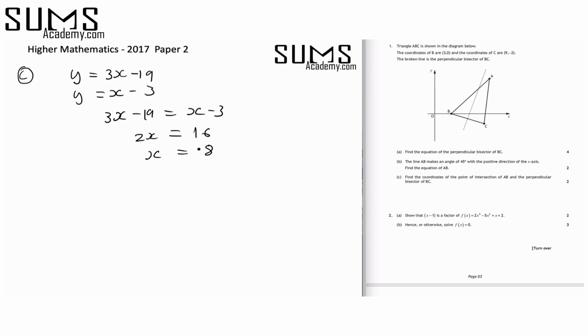And you just need to put this value of x back into one of the equations, which is the simplest one. y equals 8 minus 3 is equal to 5, so the point of intersection is (8, 5). That's your final answer there. And you get 1 mark for finding the x coordinate here, then you get the next mark for finding the y coordinate there.